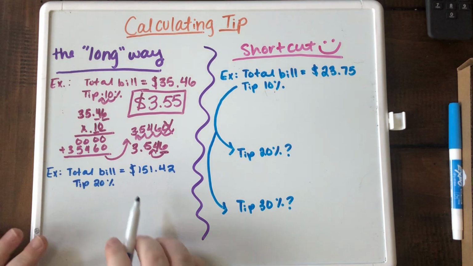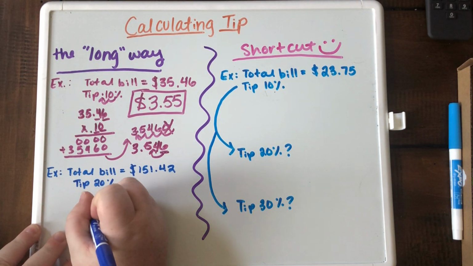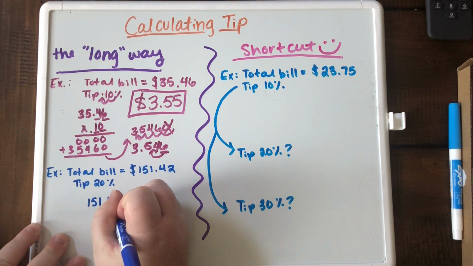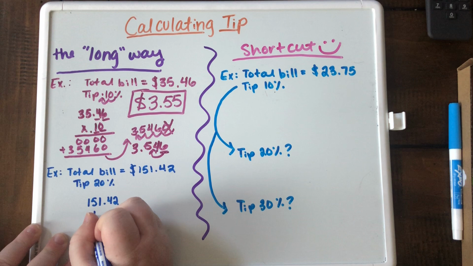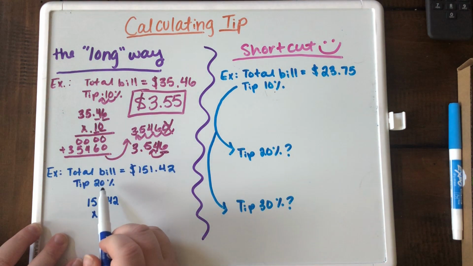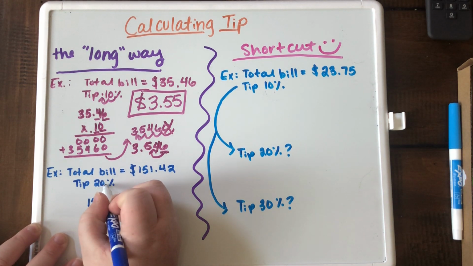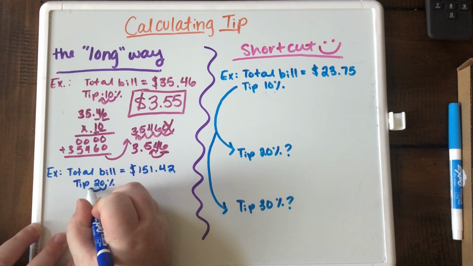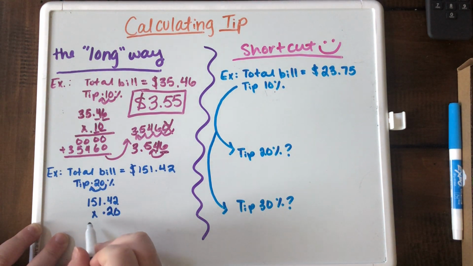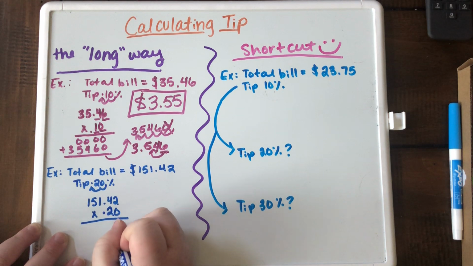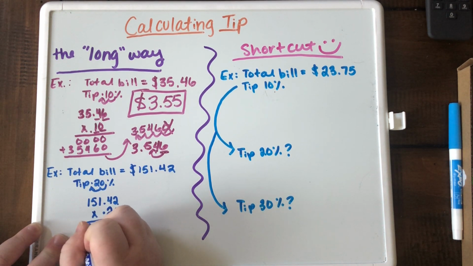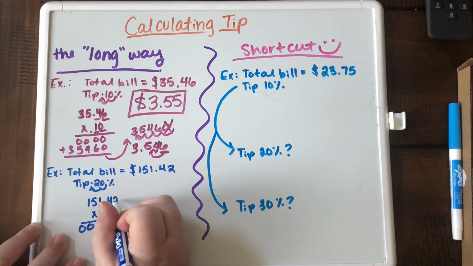So our total bill is $151.42. I'm going to go ahead and write that out. And our tip is 20%. Now remember, we have to change this percentage to a decimal. So this is a whole number. You move your decimal to the left 2 places. You get 0.20. I'm going to go ahead and multiply by hand. But you guys, like I said, are welcome to use a calculator.